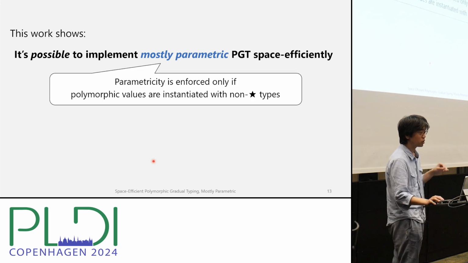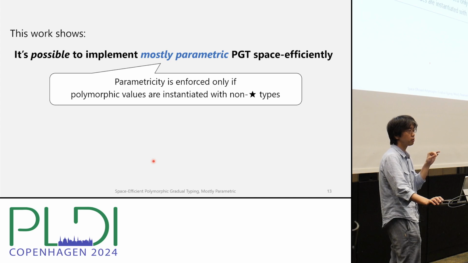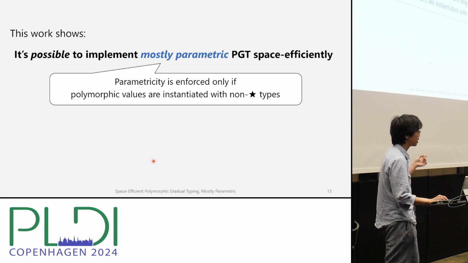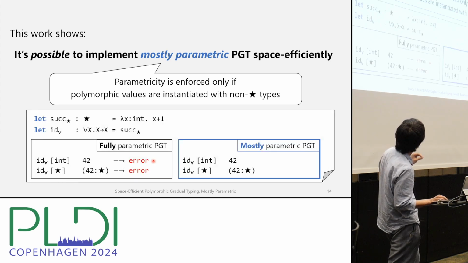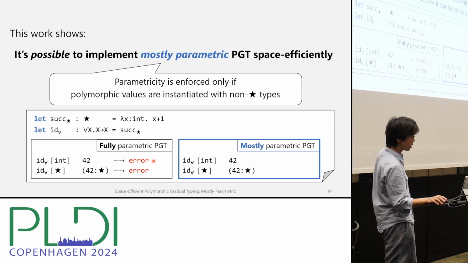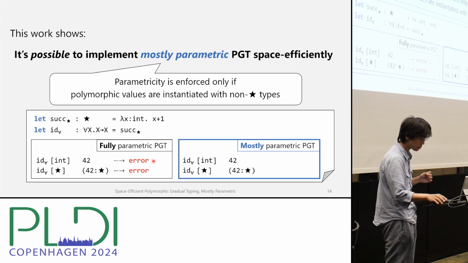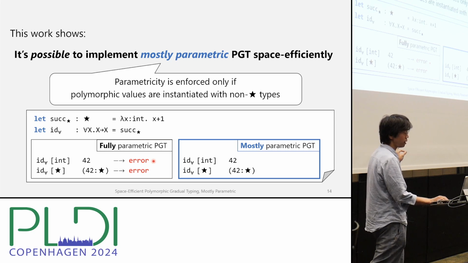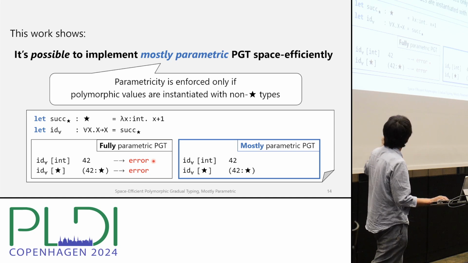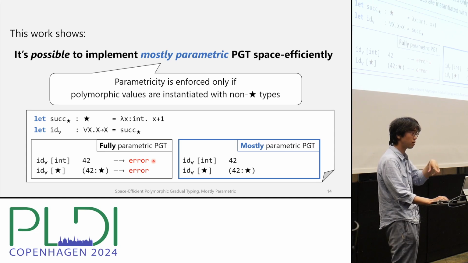So here, mostly parametric means that parametricity is dynamically enforced only if polymorphic values are instantiated with non-star types. Okay, so let's see one example to find the difference. Here, this is an example that converts the successor function to the polymorphic identity function. As I said, in a freely parametric semantics, both of the function applications lead to runtime errors.